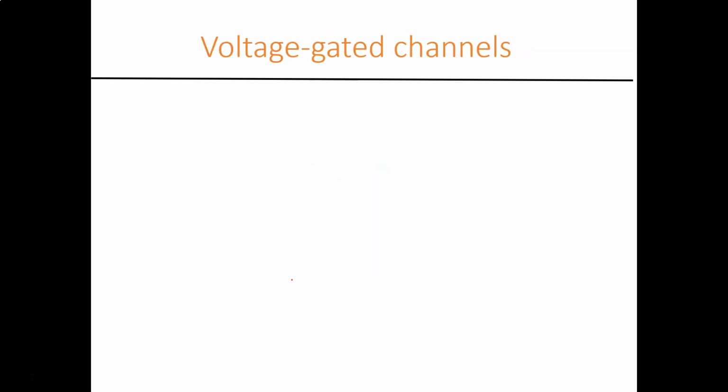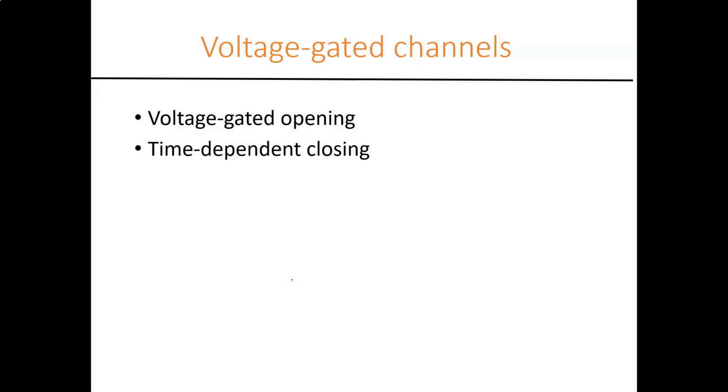So there are some characteristics unique to voltage-gated channels, and here they are. They demonstrate a voltage-gated opening, so there needs to be a change in membrane potential in order for them to open. They demonstrate a time-dependent closing, so there's no condition that closes them, but rather just a period of time. Once that elapses, the channels return to closed.